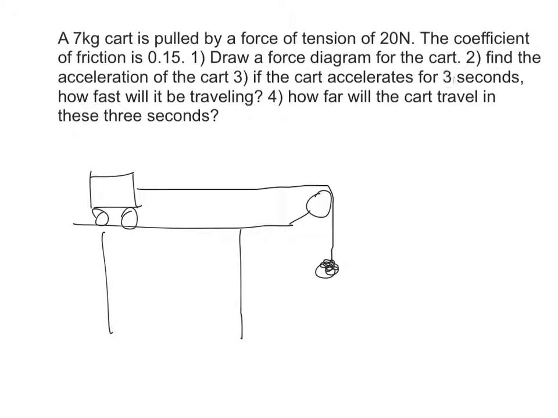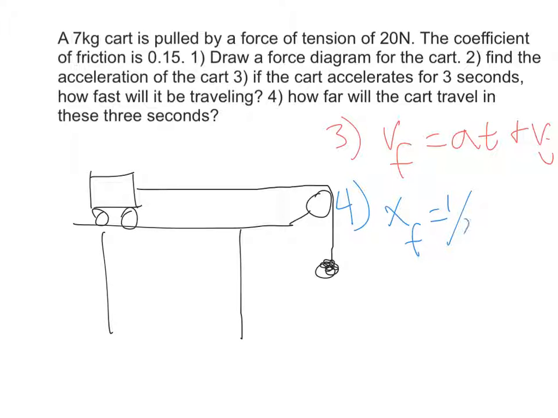You have to draw a force diagram for the cart, then you have to find the acceleration of the cart. That's just like what you did on the previous problem. Then if the cart accelerates for 3 seconds, you have to figure out how fast it will be traveling. That's going to ask for the final velocity. And remember that final velocity is equal to acceleration times time plus initial velocity. Finally, you have to figure out how far it's going to go in that time. That's asking for the final position. And remember, that's the 1/2 a t squared plus velocity initial times time plus position initial. You can assume that its velocity initial is 0, and you can assume that it starts here at position 0 as well.